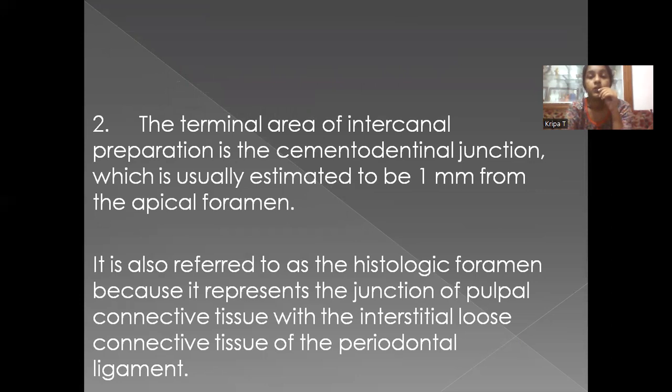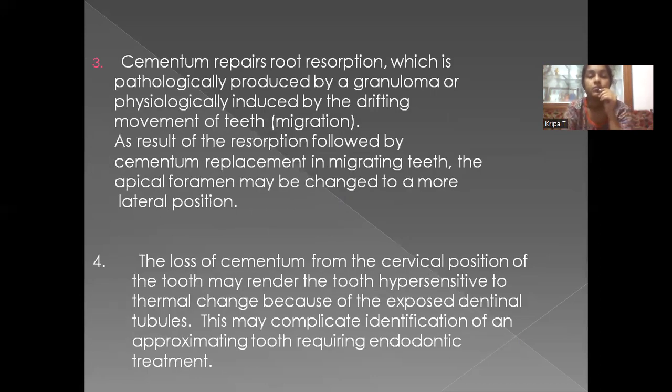Then the terminal area of intracanal preparation is the CDJ. That is something which is very important as far as cementum is concerned. Our root canal preparation should end at what is called the CDJ, which may or may not coincide with the minor constriction. This is 1 mm from the apical foramen. It is also referred to as the histologic foramen, being the junction of pulpal connective tissue with the interstitial tissue of the PDL. Another importance of cementum is that it repairs root resorption, which is either pathologic due to granuloma or physiologic due to some tooth migration.